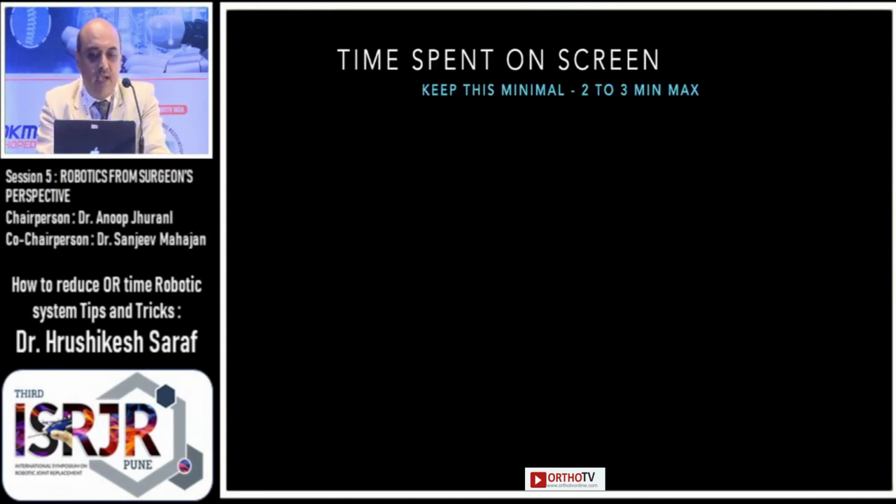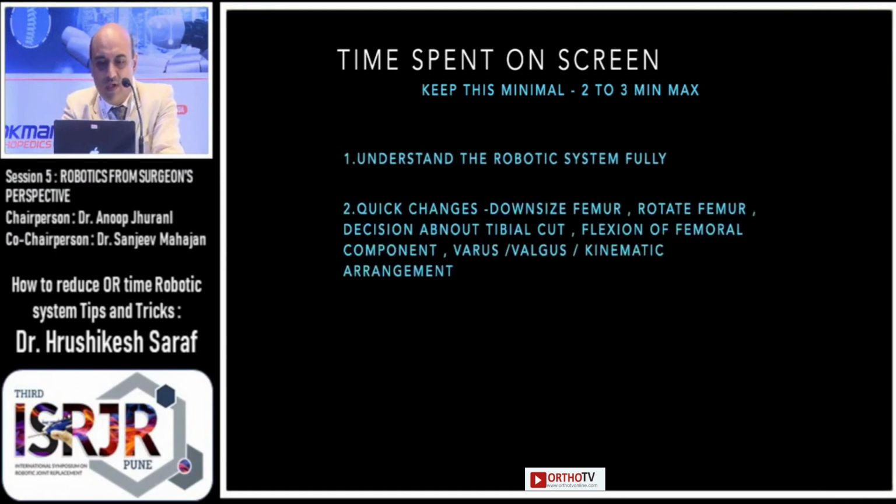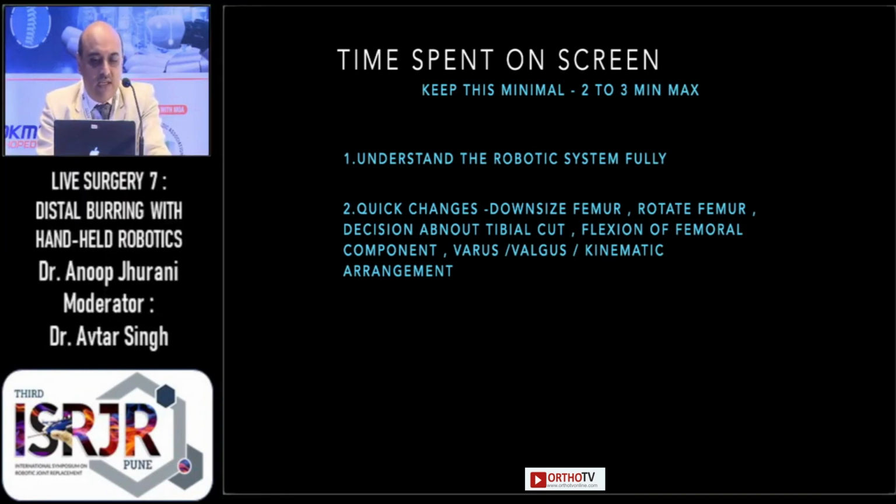So time spent on the screen, keep this minimal, 2 to 3 minutes maximum. And to achieve this, you have to understand your robotic system fully. Quick changes like downsizing the femur, rotating the femur, decision about the tibial cut, flexion of the component, varus, valgus, kinematic arrangement, everything you can do within these 2 to 3 minutes if you know your system perfectly.